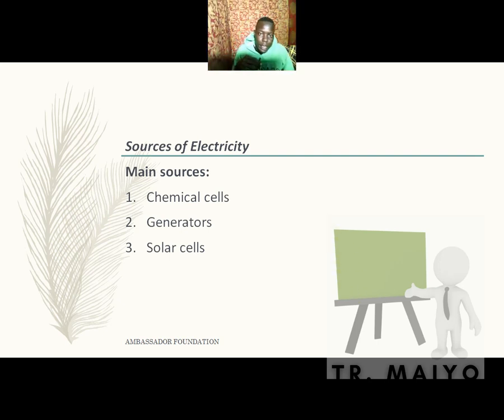So I want us to proceed with this lesson. You had seen my previous lesson on cells and simple circuit. I want us to move on with it. I want us to see the main sources of electricity, and to be specific, we are going to look at the chemical cells. Generators and solar cells are sources, but we are not seeing them at this particular topic. We shall discuss them later on when we are taking our discussion into other levels.